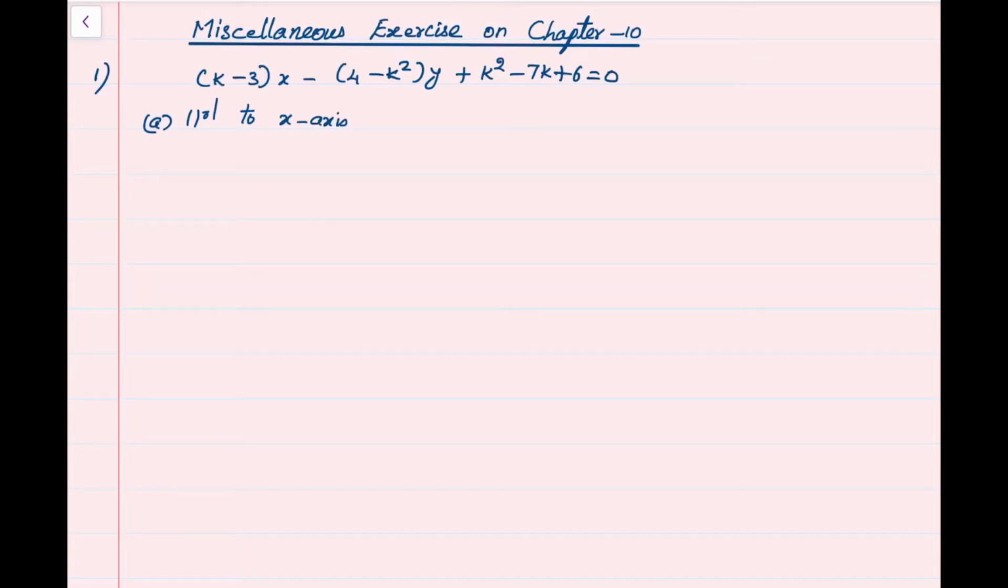If a line is parallel to x-axis, the line equation will be of the form y is equal to some constant. So, the coefficient of x is 0. In this equation, the coefficient of x is k minus 3. So, equate k minus 3 to 0. Therefore, the value of k is 3.